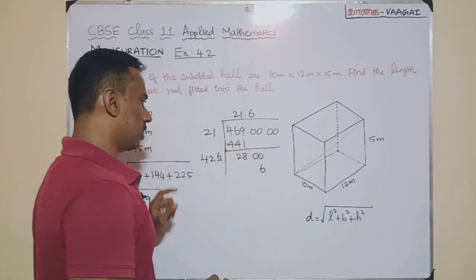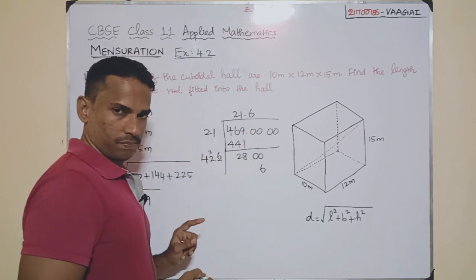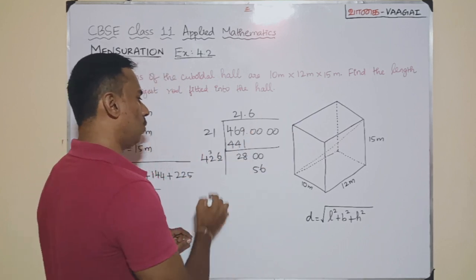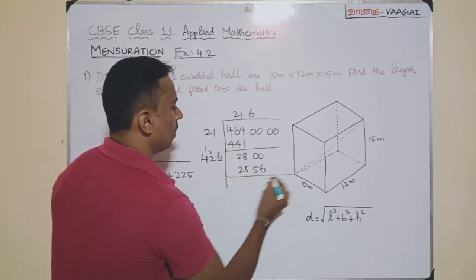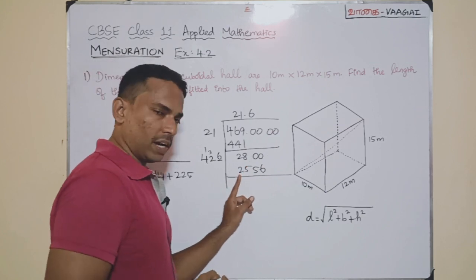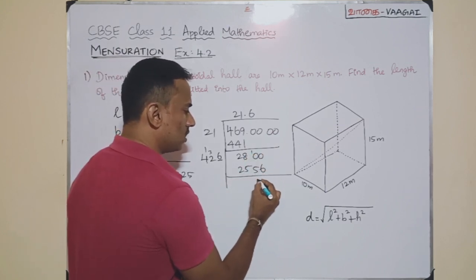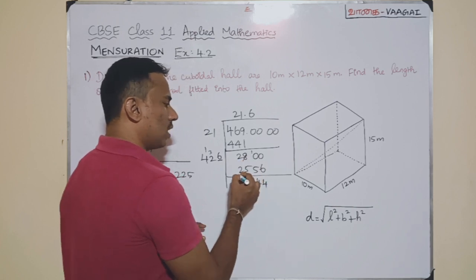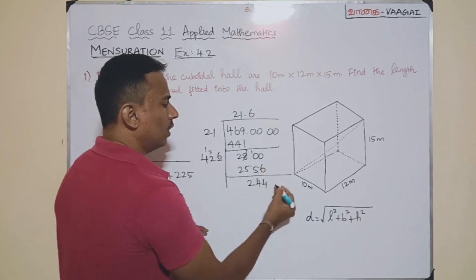So 6 6s are 36, 3 will be the carry. 6 2s are 12, 12 plus 3 will be 15, 1 carry, and 6 4s are 24 plus 1, 25. Okay, so I have 2800 minus 2556, so I can make this as 100. So 100 minus 56 will become 44, and this 8 will be no more 8, this becomes 7. So 7 minus 5 will be 2. Now we'll do it one more time.